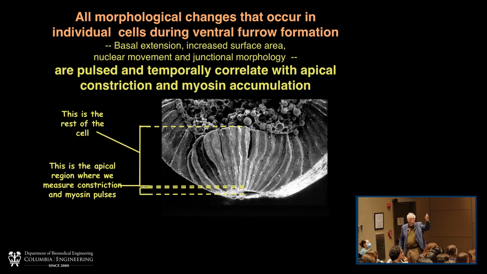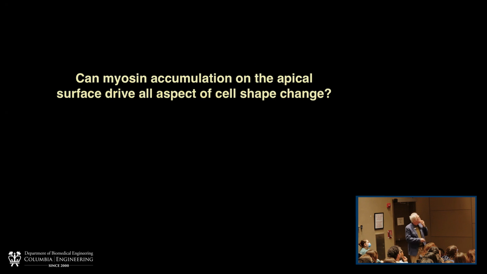And so that's going to be one of the goals of this seminar, to ask, is that reasonable? Can we begin to do that? What's involved in that process? So, can myosin accumulation on the apical surface drive all aspects of cell shape change? How can we ask that question?